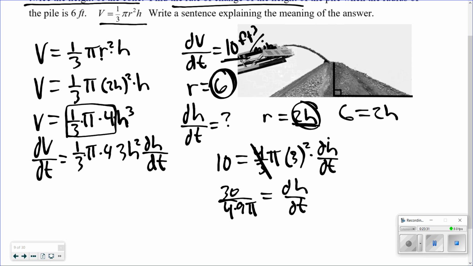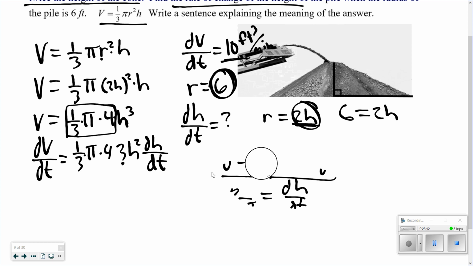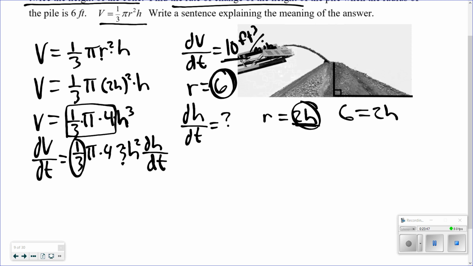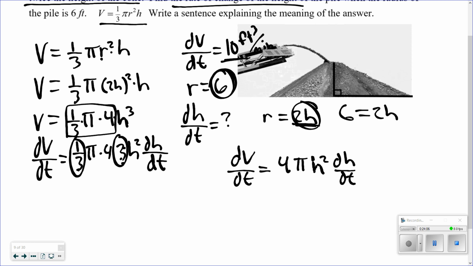I'm going to go back up here for just a second. When I wrote this formula over here, I forgot that 3 right there. So let me go back. I apologize. Let's backtrack to right here and just fix this. So over here, I've got that 1/3 and the 3. I can just multiply those together. So dV/dt would equal 1/3 times 3 is 1. So they go away. So I end up with 4 pi h squared dh/dt. Okay, now I can plug in the numbers that I know.